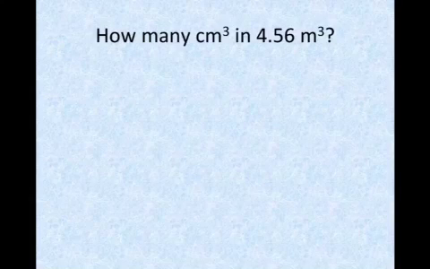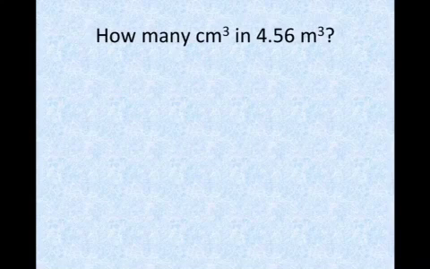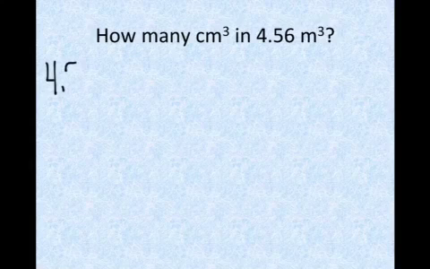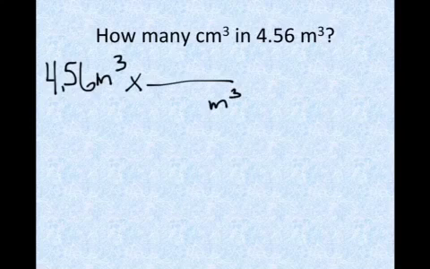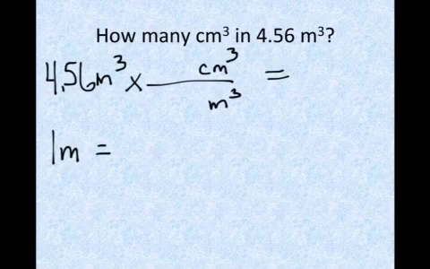So on a typical problem, you would have, say, how many centimeters cubed are in 4.56 meters cubed? And a lot of kids just jump right into it. And it's a straightforward conversion. 4.56 meters cubed, and you zigzag your units, meters cubed to centimeters cubed. And a lot of you would just plug in a conversion factor. And the conversion factor that most of you are comfortable with is 1 meter is equal to 100 centimeters.